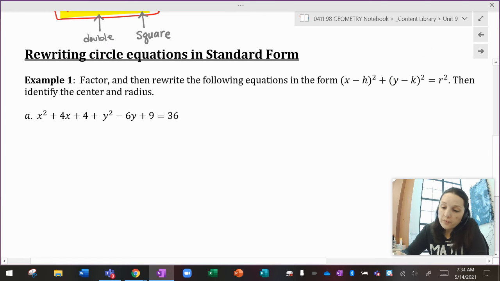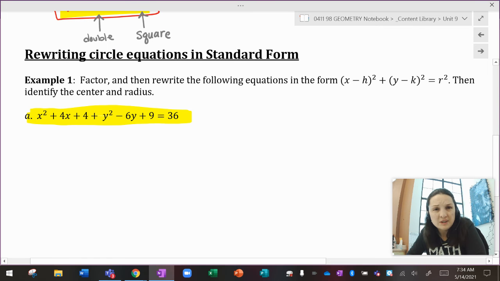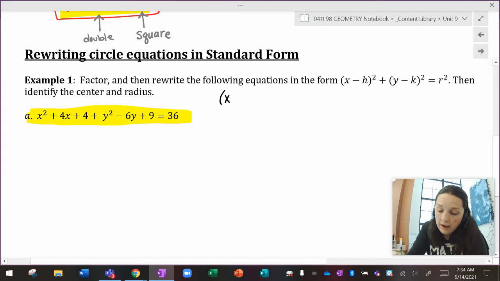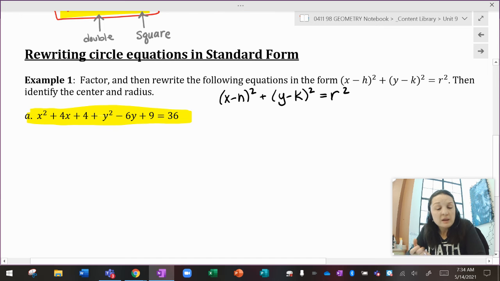Okay, so when we look at this equation down here, it says x squared plus 4x plus 4 plus y squared plus minus 6y plus 9 equals 36. That does not look like a circle right now. We are used to circles looking like x minus h squared plus y minus k squared equals r squared. That doesn't look like that. But since the x is squared and the y is squared, this is going to be a circle. The x and the y have the same coefficient. They're both positive. They're both squared.